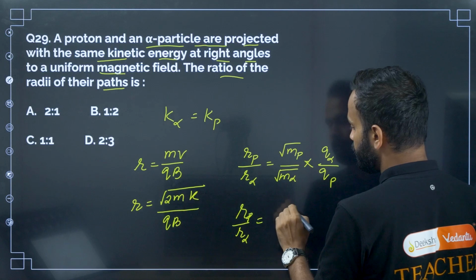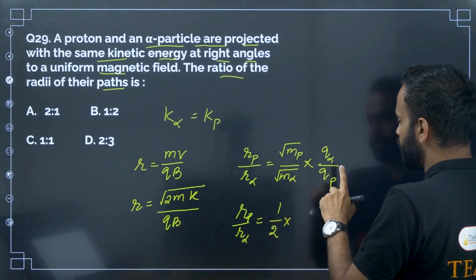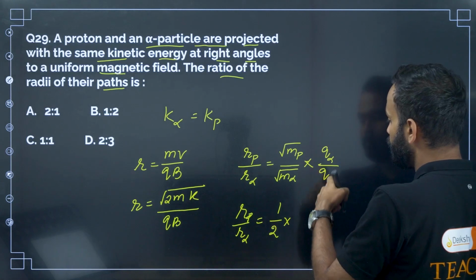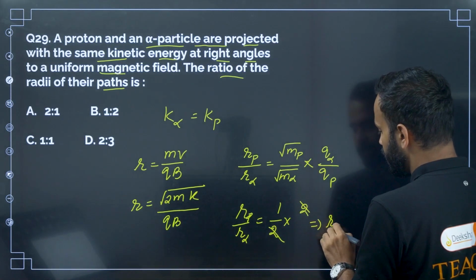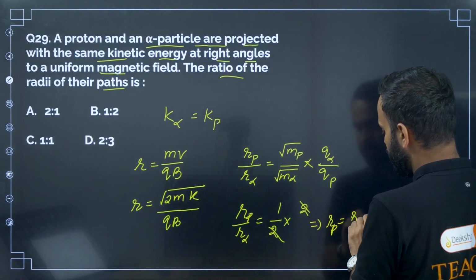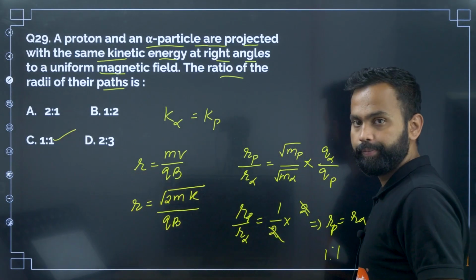So root of 4 is equal to 2, and root m_p will get cancelled. So this will be 1 by 2 into q_alpha, which is 2 times q_p, so q_p will get cancelled. It is 2, so the 2s will get cancelled. So r_p is equal to r_alpha. That is, the ratio will be 1:1. The correct option is C.